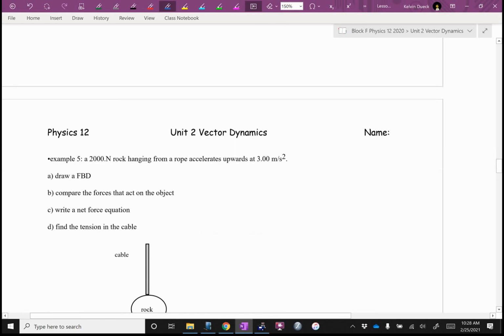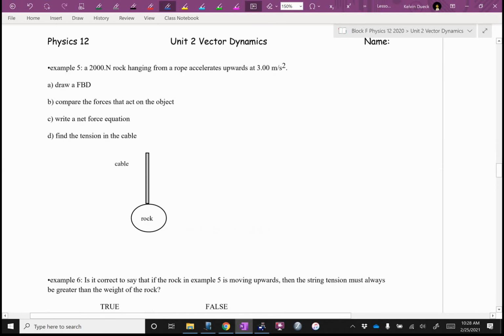So let's do a couple of questions. Let's do example 5. I like example 5, it's a nice question. Example 5 says this. A 2,000 Newton rock hanging from a rope accelerates upwards at 3 meters per second squared. A says, draw a free body diagram. I'm going to do that right here.